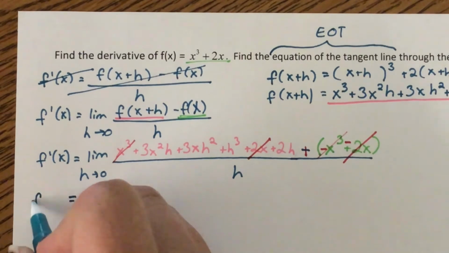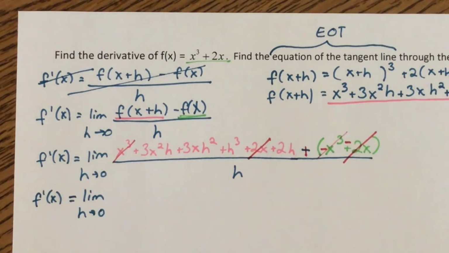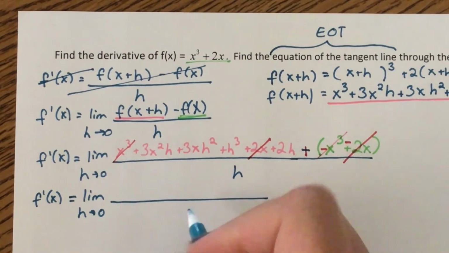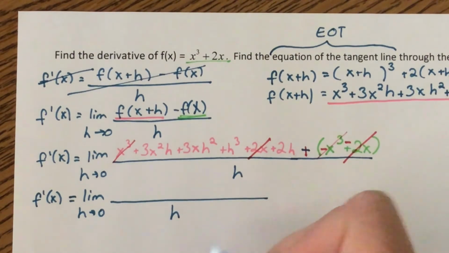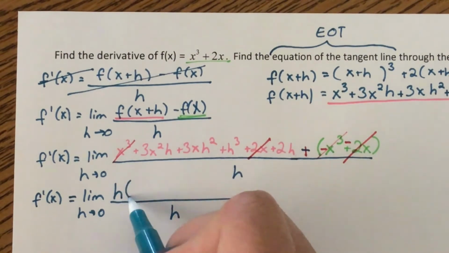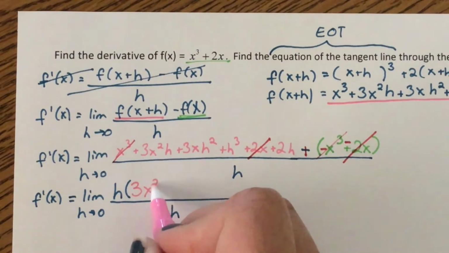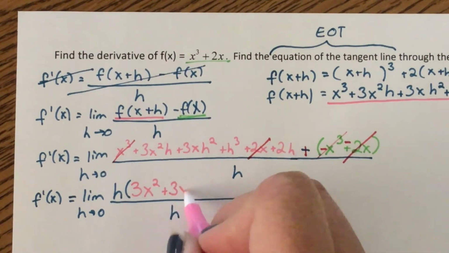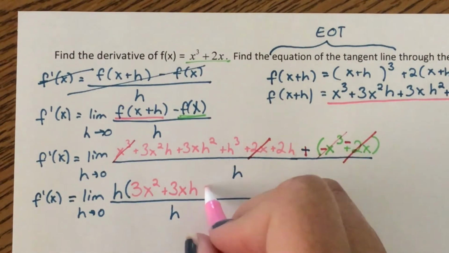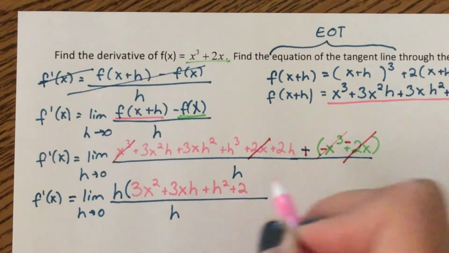So f prime of x equals the limit as h goes to 0 of, there's an h on the bottom. Let's see, from all of the terms up top, they all have an h in them. Let's factor out an h as we write this down. So this was 3x squared h. Now it's just going to be 3x squared because the h is on the outside, plus 3xh squared becomes 3xh. H cubed is h squared, and 2h becomes just 2.